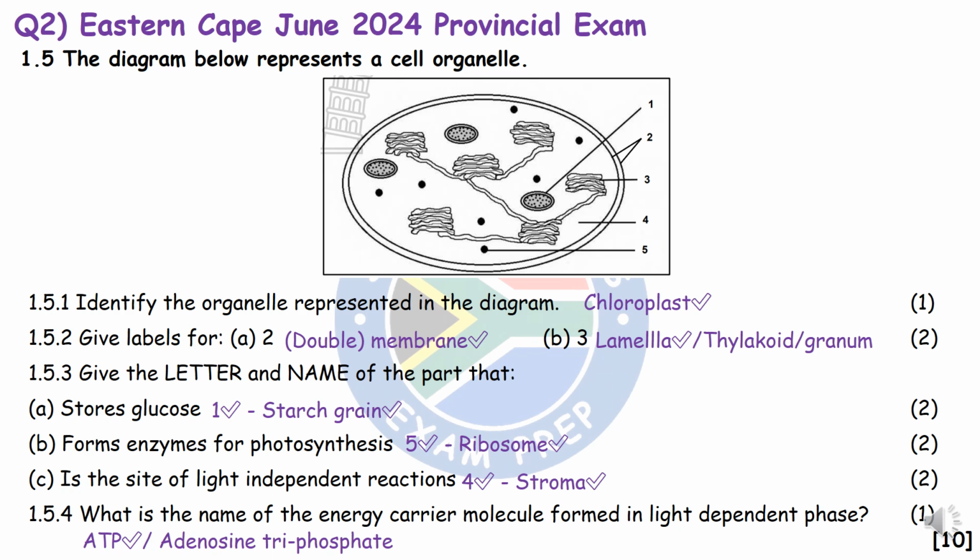The site for light-independent reactions. Light-independent reactions means dark phase, and that would be 4, the stroma. What is the name of the energy carrier formed in light-dependent phase? That would be ATP, or adenosine triphosphate. When in doubt, always write it out in full. Adenosine triphosphate. Now I'd like you to give yourself a mark out of 10, and then we can move on to the next question.